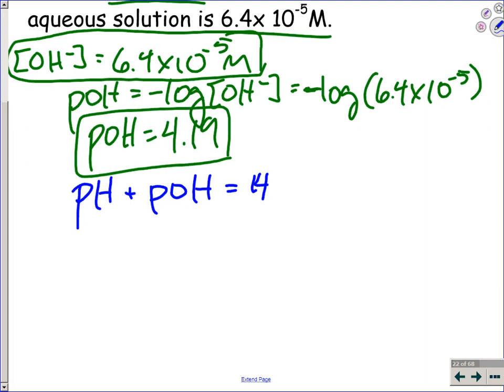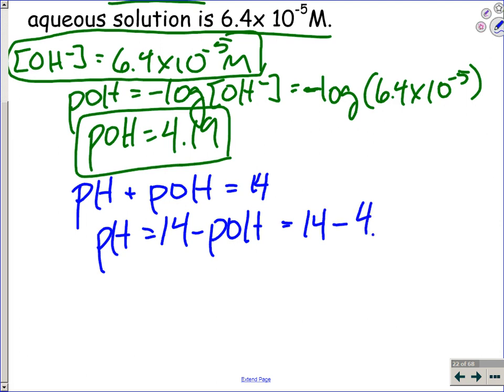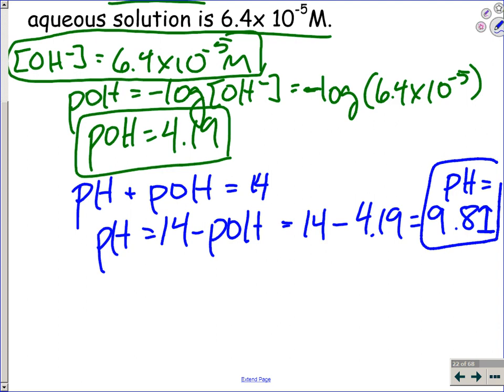So we have pOH, we want to solve for pH. So pH is equal to, rearrange this for me. 14 minus pOH, just making sure we're good on our math. I know you're like, that's subtraction, well, we can do this. Okay, so 14 minus 4.19 is 9.81, and this is pH.